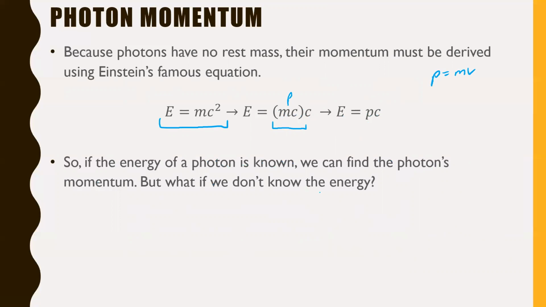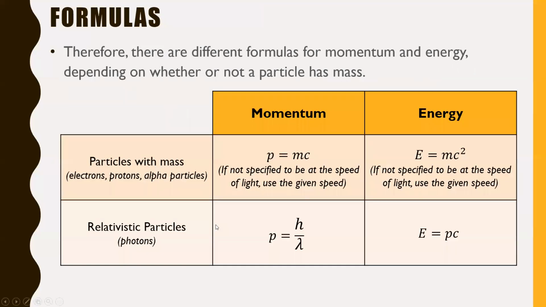But what if we don't know the energy? Like, what if we want to find the momentum, or how much momentum is existing within a photon, but we don't even know how much energy is existing within that photon? Well, there's a bunch of different formulas we can use, and it all depends on whether you have something that has mass versus something that doesn't have mass, like a photon would.